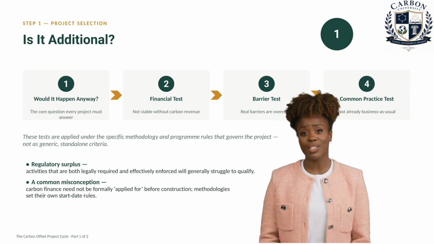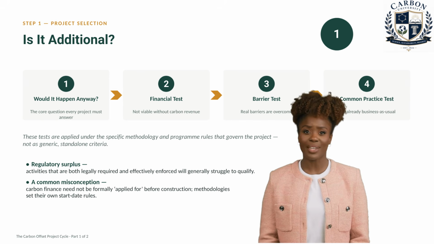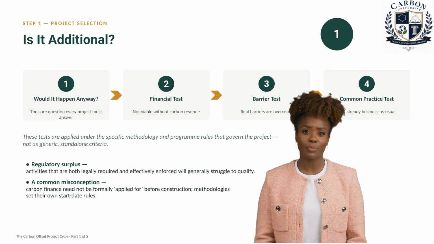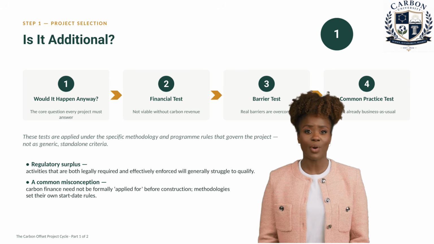Developers typically demonstrate it using recognized tests: a financial test, a barrier test, and a common practice test. There's also a regulatory surplus consideration. Activities that are both legally required and effectively enforced will generally struggle to qualify as additional, though this is always subject to the applicable methodology and program rules, not an absolute rule of thumb.